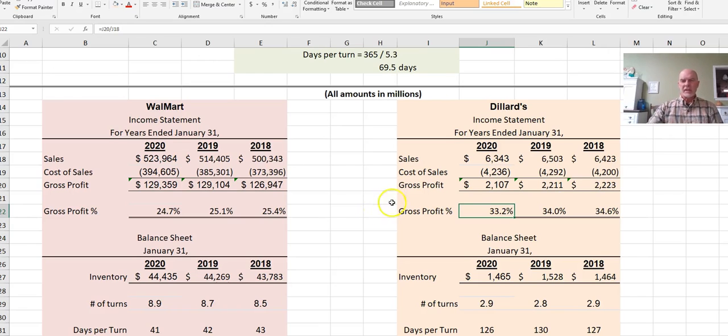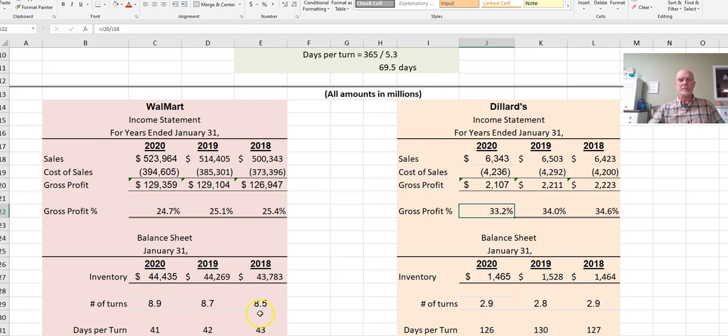One thing to notice is that from one year to the next, just look how consistent. For Dillard's, their gross profit is between 33, 34%, right in there. Very consistent. Walmart, right around 25%, also very consistent. So the mix of what they're selling may change over time, but they've got a pretty consistent pricing strategy across the board. What impact does your pricing strategy have on how quickly you turn your inventory?